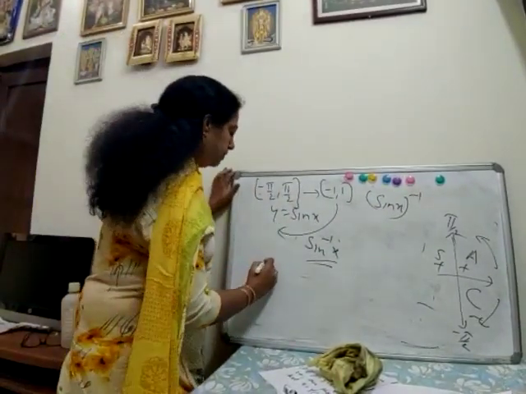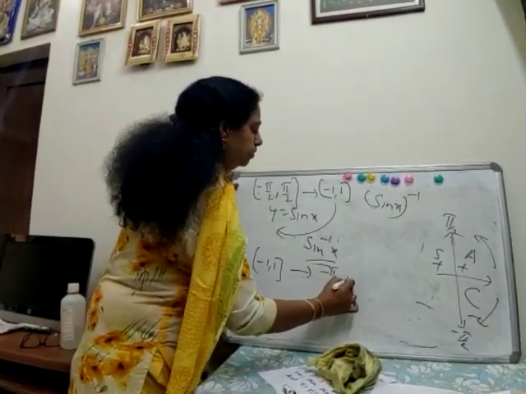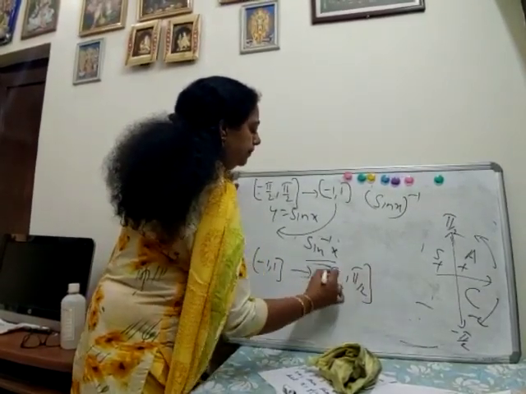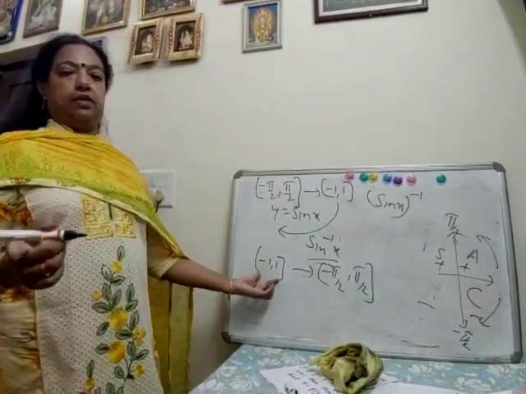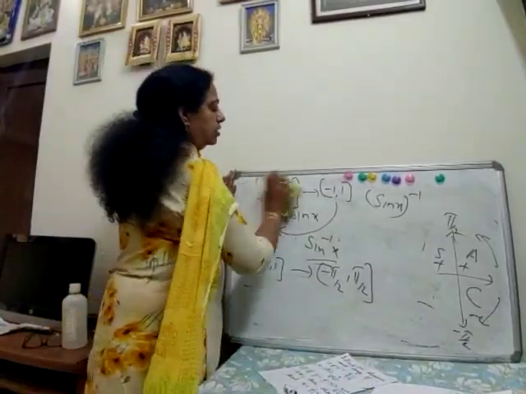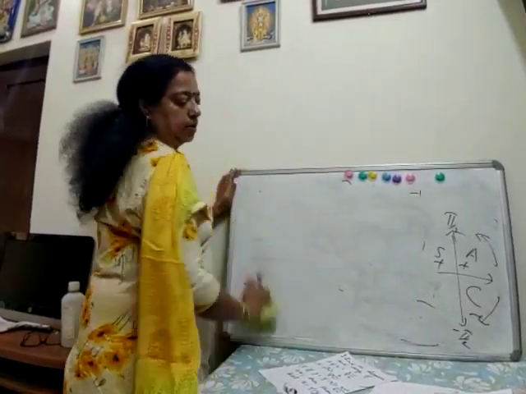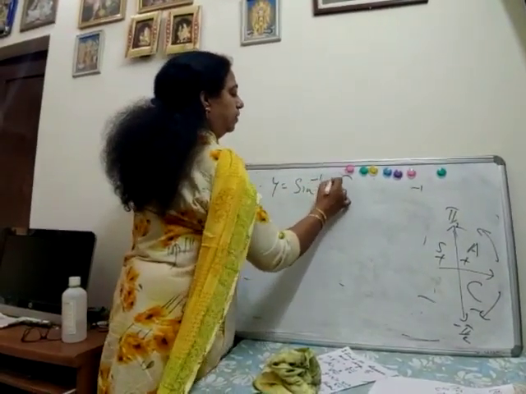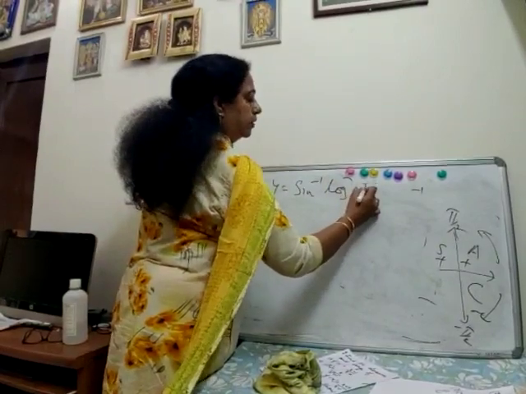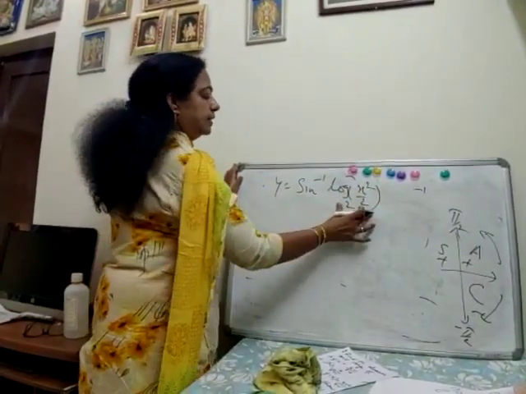So that means you have -1 to 1 to minus pi by 2 to pi by 2. This is your sin inverse. That means domain of sin inverse x is -1 to 1. So in this question, the question which is given, what is the question? Given y equal to sin inverse of log of x square by 2 to the base 2. So here, this is your x.